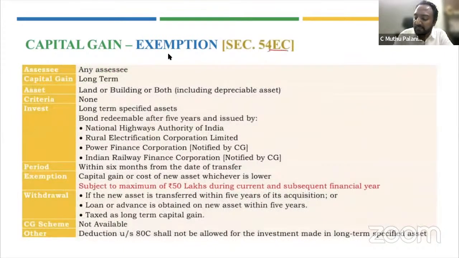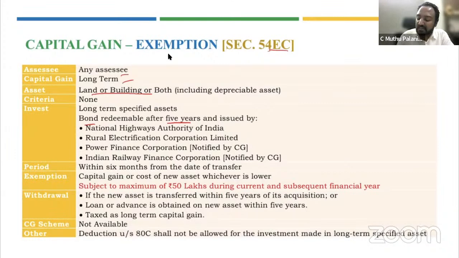For 54EC, any long-term capital gain, the asset that is sold must be land or building or both, including depreciable asset. The only thing is, it must be invested into a bond redeemable after 5 years. What are the bonds listed? National Highways Authority, Rural Electrification, Power Finance Corporation, Indian Railways Finance Corporation. So if I'm buying any of these 4, the bond will be redeemable after a period of 5 years.